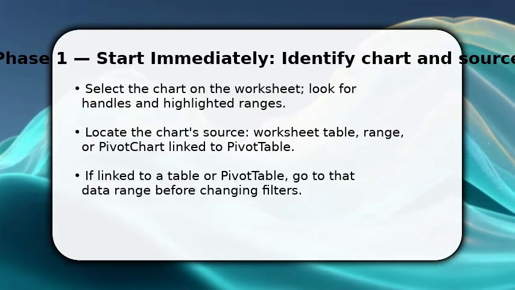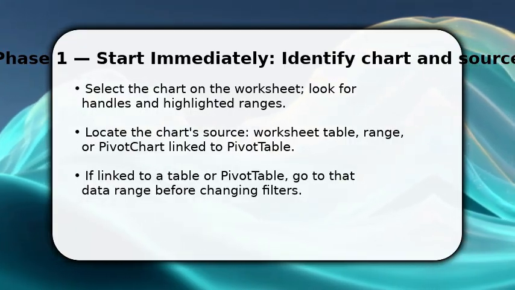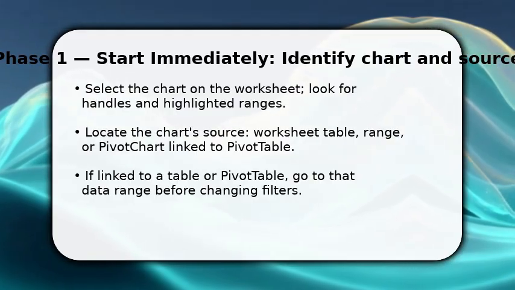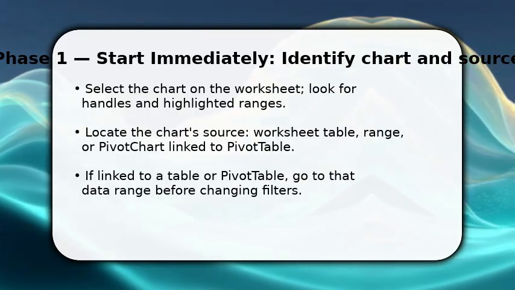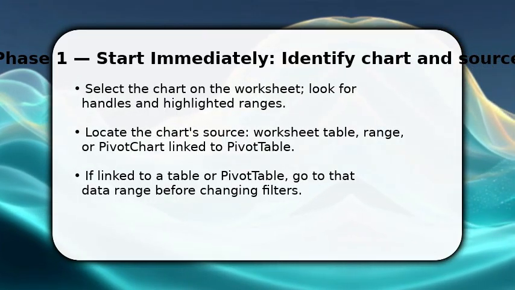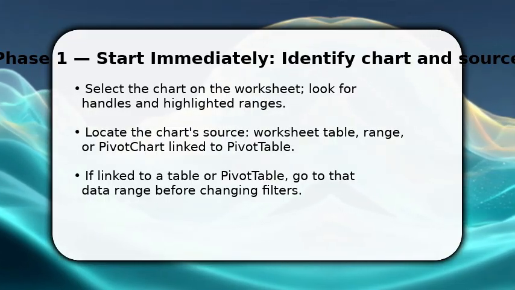Once done, go to the source table or the pivot table sheet. Make sure you can edit it. You do not need to save first, but verify the workbook is not protected. Now move to the exact data area so you can remove filters that are affecting the graph.